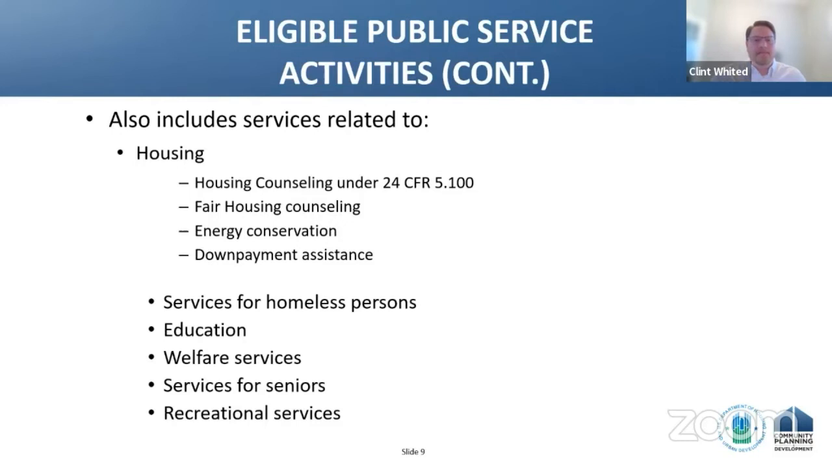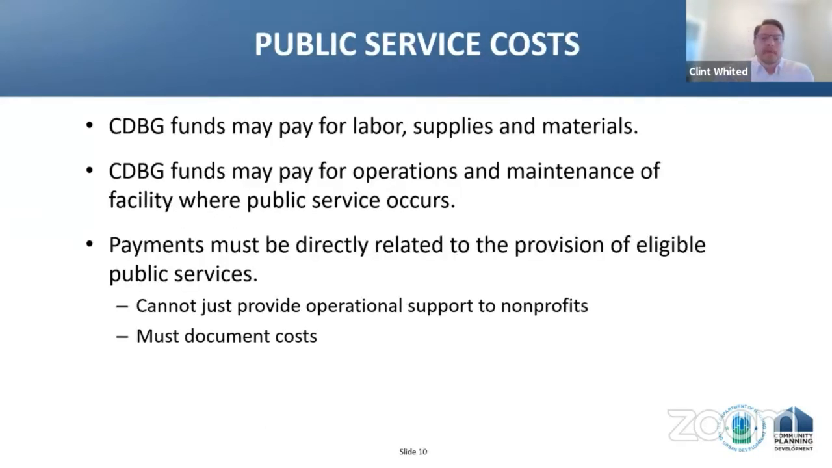All right, let's go ahead and go to the next slide. Talking a bit about public service costs. Similar to the wide variety of public service activities, the types of costs that can be paid with CDBG funds under a public service activity are also quite diverse. For public service activities, CDBG funds may be used to pay for labor, supplies, and materials. Funds may also be used for operations and maintenance of the facility where public services are delivered. So for example, if you're paying for the lease, the insurance, furnishings, or maintenance of a COVID-19 testing site, those are all maintenance and operations costs for a facility where public services are being provided and would be eligible as public service costs under your public service cap activity.